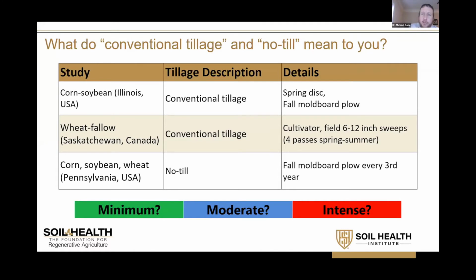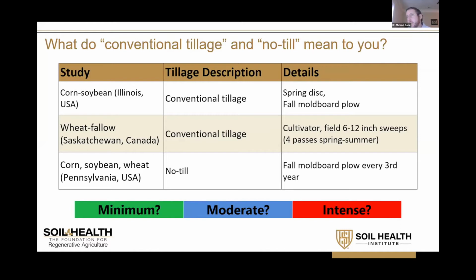When we look at their implements over here on the right, we see that these two conventional systems are actually very different. In Illinois, they do spring disc and fall moldboard plow implements, and in Saskatchewan, they use a cultivator. And this cultivator is very different and much less disruptive than either a disc or a moldboard plow implement. But again, because of just agronomic or cultural differences, both of these systems are referred to as conventional tillage.